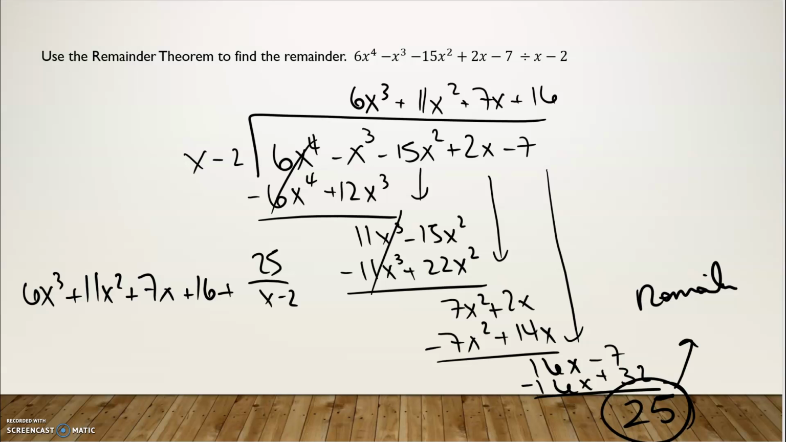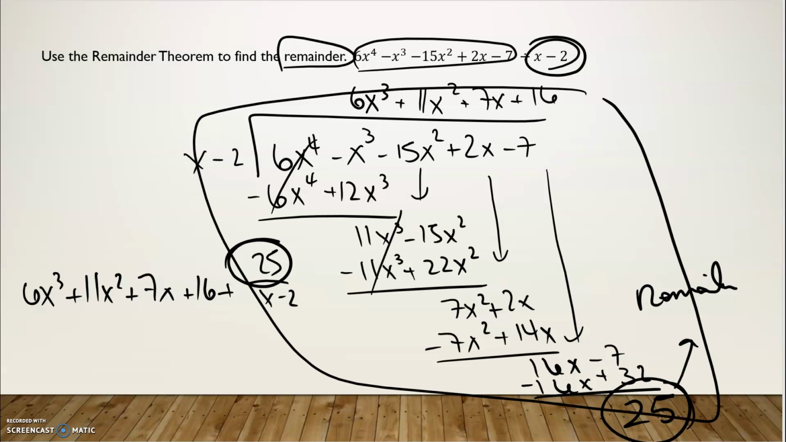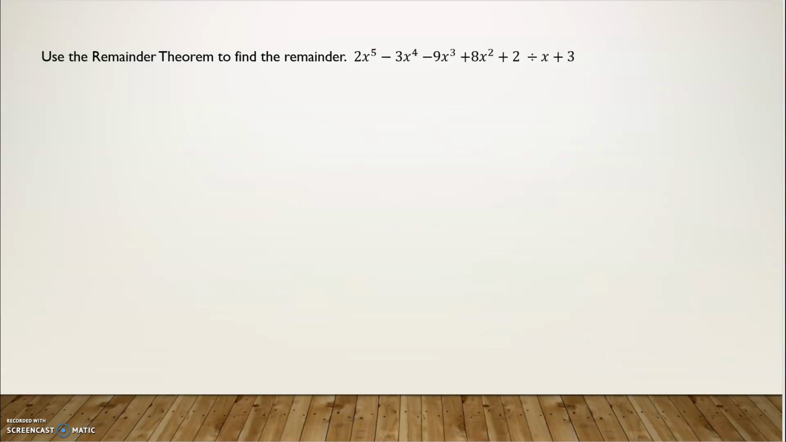So when it says find the remainder, all we have to do is, if we have an x and then plus or minus some number, plug that number into the polynomial they gave us, and it will give us the remainder, which is 25. So it saves us this work of finding the remainder by going through long division. So let's look at this one. Same thing, we're finding the remainder.